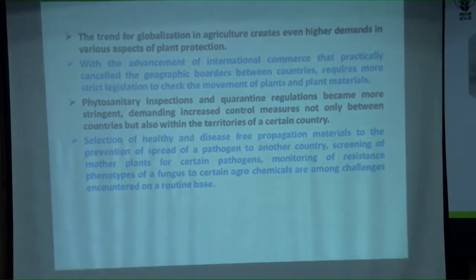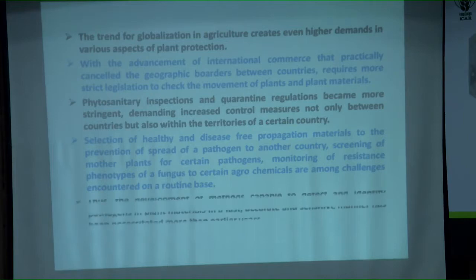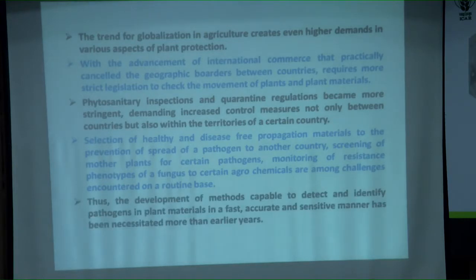And sometimes agrochemicals develop resistance. To screen that also you need some molecular markers. By this you can trace that particular strain and fungicide also. So, the development of methods capable of detecting and identifying pathogens in plant material in a fast, accurate and sensitive manner is the need of the time.